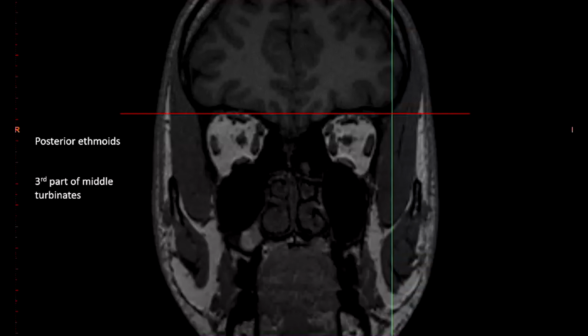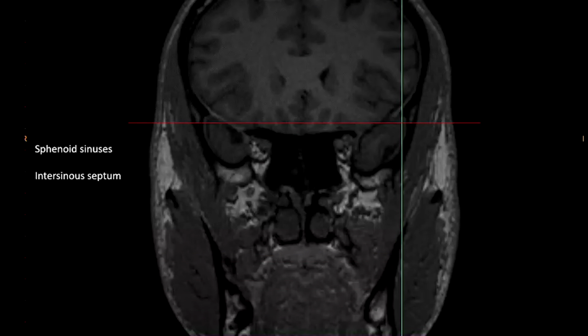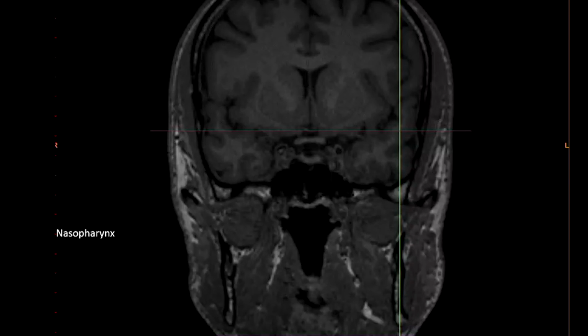Going further back, you don't have the anterior ethmoid sinuses anymore, the posterior ethmoids, and then you've got the third part of the middle turbinate, so it's very horizontal now instead of being vertical. And finally, sphenoid sinuses with an intersinus septum. Sphenoid sinuses are in the sphenoid bone, and part of the sphenoid bone is called the rostrum. That's the projection that comes down here. And you can see now, because there's no septum, the nasal cavity is a common area at the back, and you've got the last bits of the inferior turbinates that you see here, and the nasopharynx.